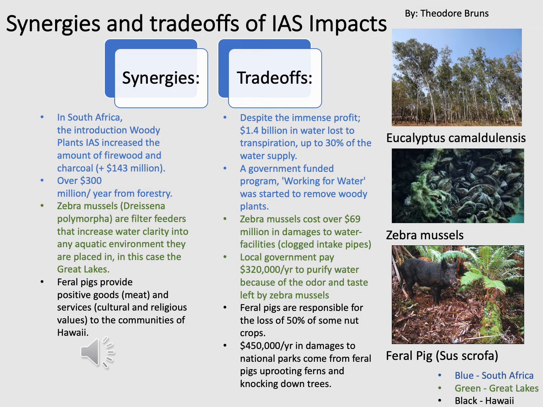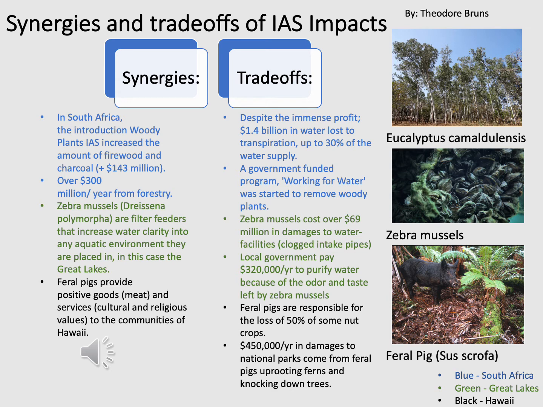Synergies and trade-offs of invasive alien species impacts. In South Africa, the introduction of woody invasive alien plant species increased the amount of firewood and charcoal, with a profit of more than $143 million. And also over $300 million a year were made from forestry of all the trees.